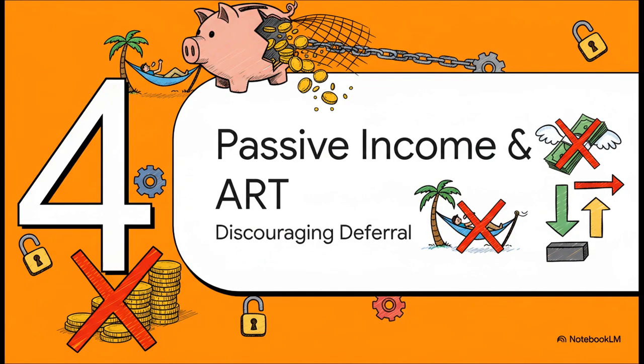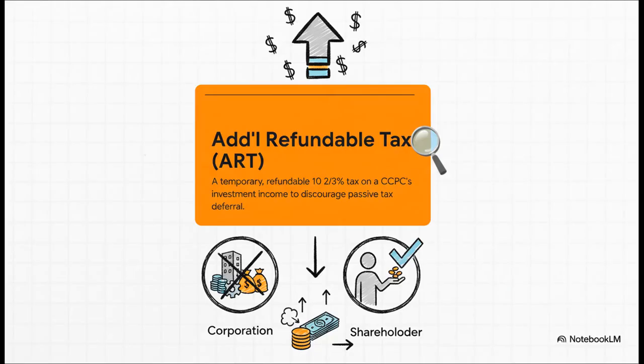Now, of course, the government didn't create that super low 9% rate just so people could use their corporations as personal tax-sheltered savings accounts. The idea is to encourage active business. So there's another mechanism in the system designed specifically to discourage using a CCPC to just passively hold on to investments. And that mechanism is called the Additional Refundable Tax, or ART.